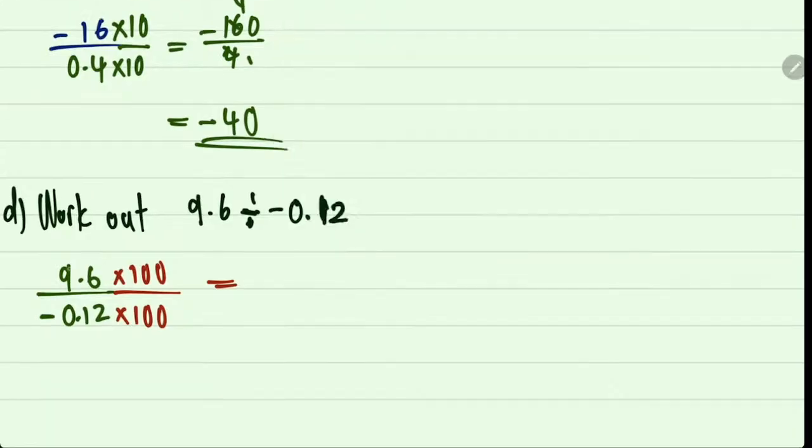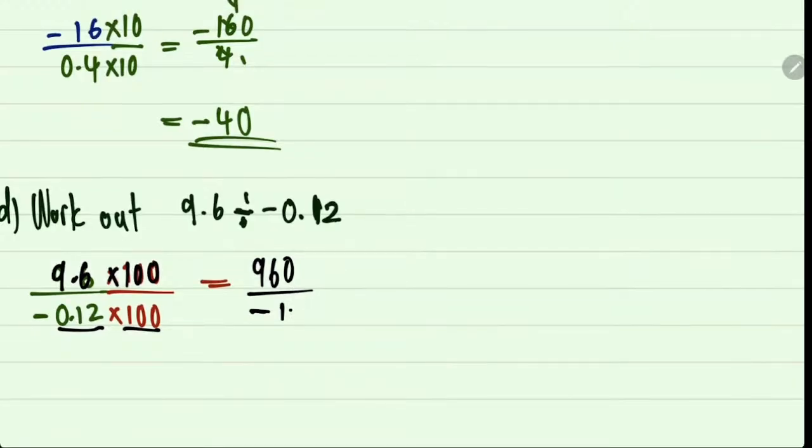9.6 times 100. What do you get? 960. What about Tompo or Ritabile? Where's Ritabile? What is negative 0.12 times 100? Your answer will be negative. What is 0.12 times 100? 12. Well done.